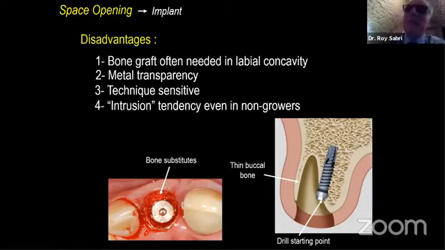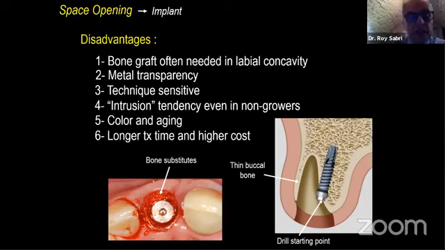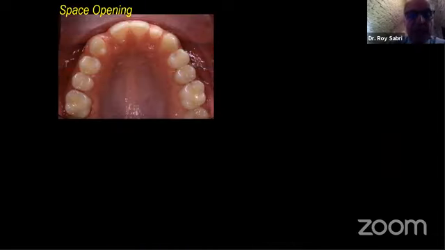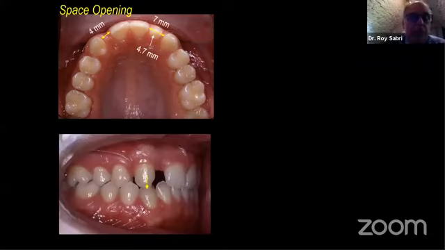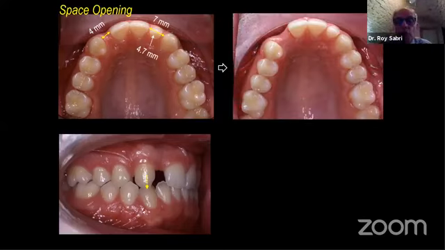Even if you put the implant at the end of growth, with some patients there is a tendency, there is a continuous growth. Then there is the problem of color and aging, and of course longer treatment time and higher cost. Any restorative dentist will tell you, this patient looks like he doesn't need orthodontics, nicely seated class 1, but any restorative dentist will tell you with 4 millimeters I cannot do much.